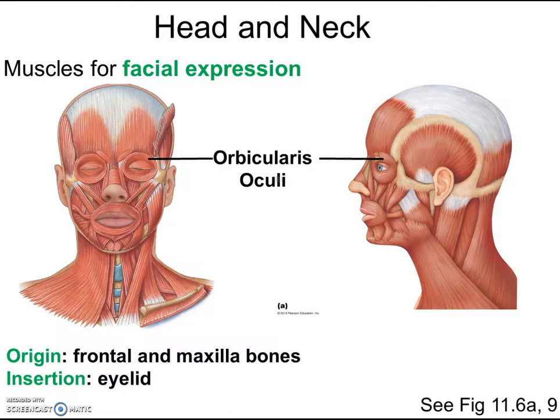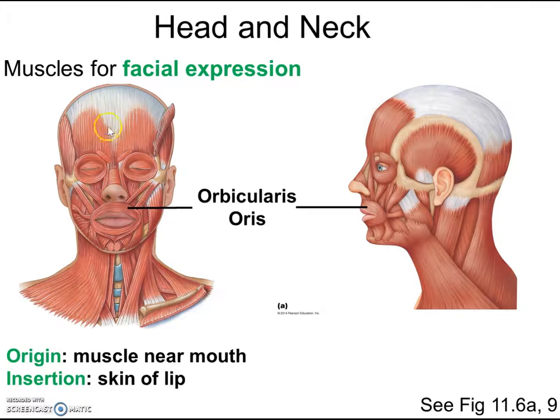Next, we have orbicularis oculi. So oculi refers to eye, and orbicularis, you see the word orbit in there, refers to orbiting or circling. So orbicularis oculi encircles the eye, goes all the way around. You got one in the left eye and then one on the right eye. So the origins are the frontal and maxilla bones, so frontal bone on the top, maxilla bone on the bottom, and the insertion is on the eyelid. So when you contract your orbicularis oculi, it actually causes your eye to close or for you to blink.